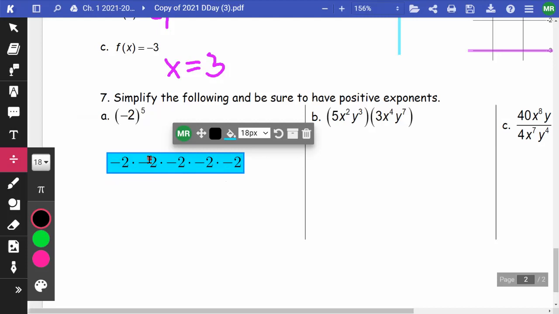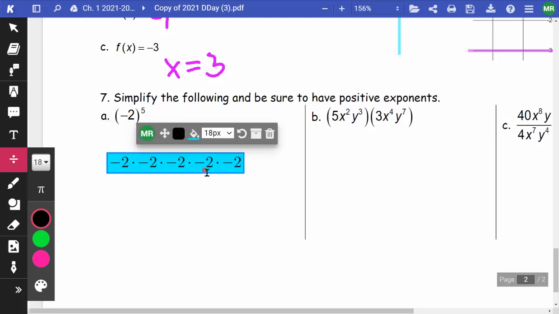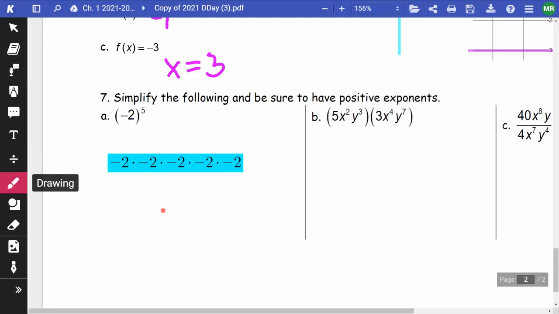So when I take a negative 2 times a negative 2, I get a 4. Times that by a negative 2, I get a negative 8. A negative 8 times a negative 2 is a 16. A 16 times a negative 2 is negative 32. So my final answer to this is equal to negative 32. So on a problem like this, they want you to actually work it out and give the answer, okay?